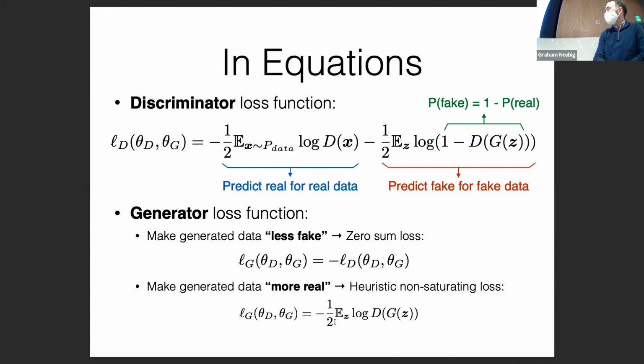So an alternative is to make the generated data more real, which is basically you use the log probability of the discriminator. The negative log probability of the discriminator, when the discriminator probability is very close to zero, becomes a very large number. So this ensures that you don't encounter this problem. This is a more common way of implementing this.